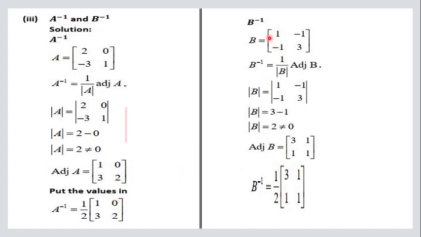Similarly we find B inverse. For B inverse, formula is B inverse is equal to 1 by determinant of B multiplied by adjoint of B. So finally on solving and finding out the B inverse, we get the answer 1 by 2 [3, 1; 1, 1].